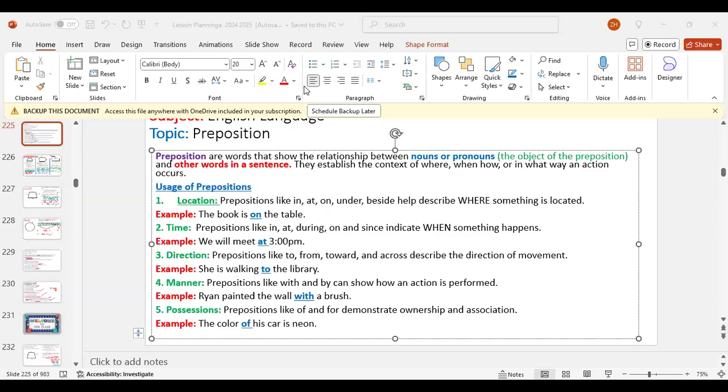I'm going to put inside the chat a quiz. This is a preposition quiz. I need you to do it. Once you've started the quiz, just put started inside the chat. Is that for all of us? That is for all of us. Yes, everyone. The quiz is out of 20.